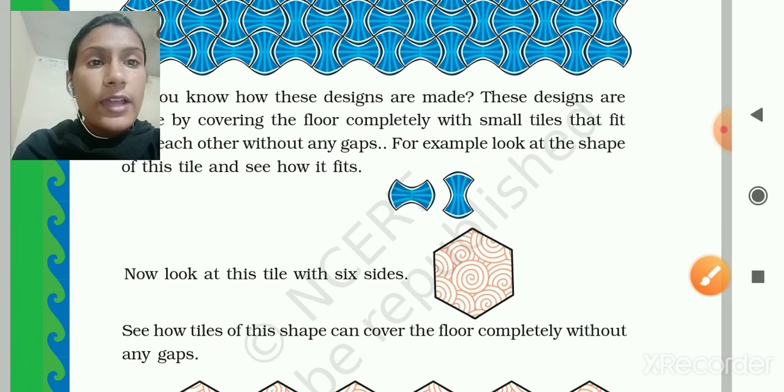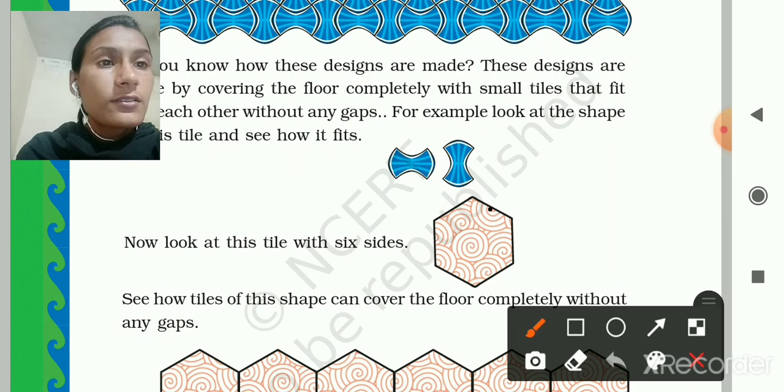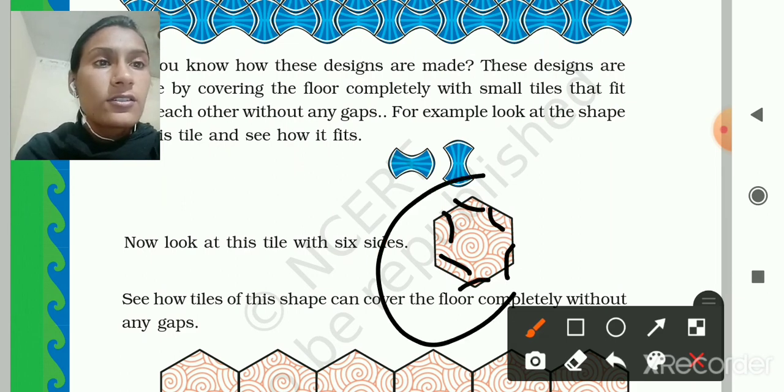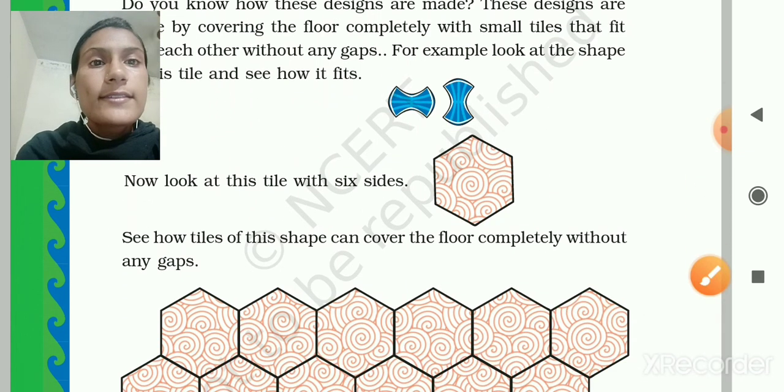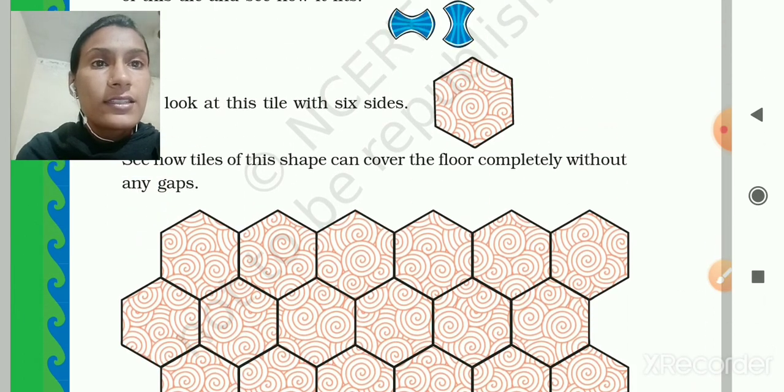Now look at this tile with 6 sides. So this is 1, 2, 3, 4, 5 and 6 sides. This is called a hexagon. See how tiles of this shape can cover the floor completely without any gap. You can see these tiles.